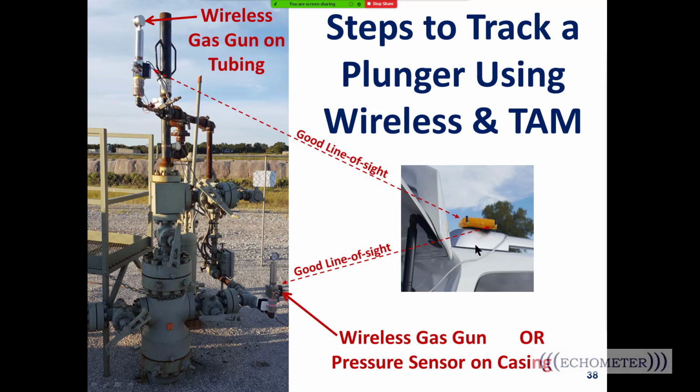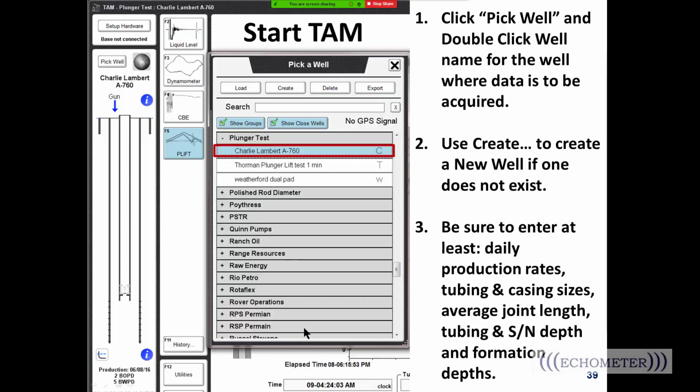It's sitting on the back of the vehicle, and we see line of sight to the remote fire wireless gas gun on the tubing on the lubricator, and we've got one also on the casing. The wireless equipment lets you have 3 gas guns attached to the well, or 3 sensors: 1 gas gun and 2 pressure transducers. Maybe you want a pressure sensor or a gas gun on the casing, maybe one on the lubricator. So these are some additional features we have available with the wireless equipment.